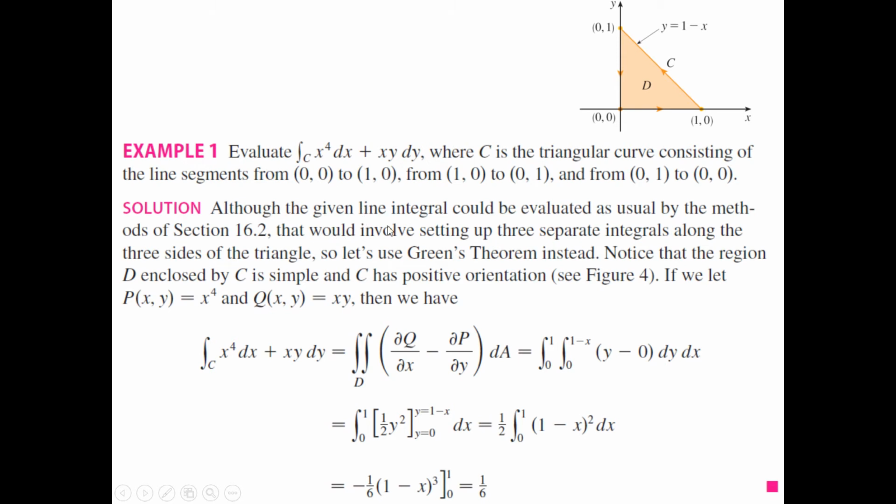Although the given line integral could be evaluated as usual by the method of section 16.2, that would involve setting up three separate integrals along the three sides of the triangle. So we would have to evaluate it along this line, then this line, then this line, and then add them up in order to have the value of the line integral along C, where C consists of the boundary of the triangle.